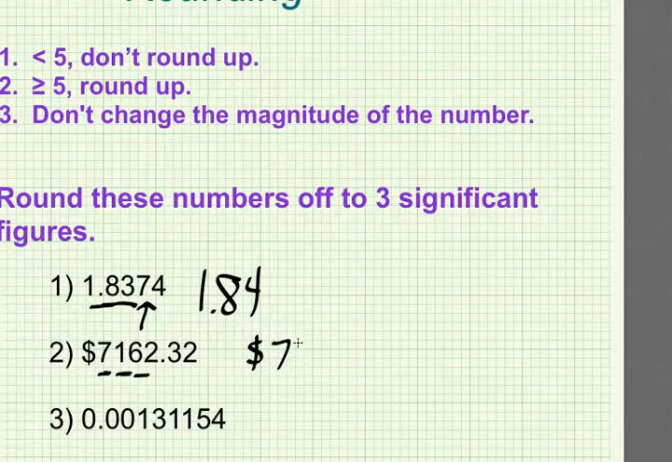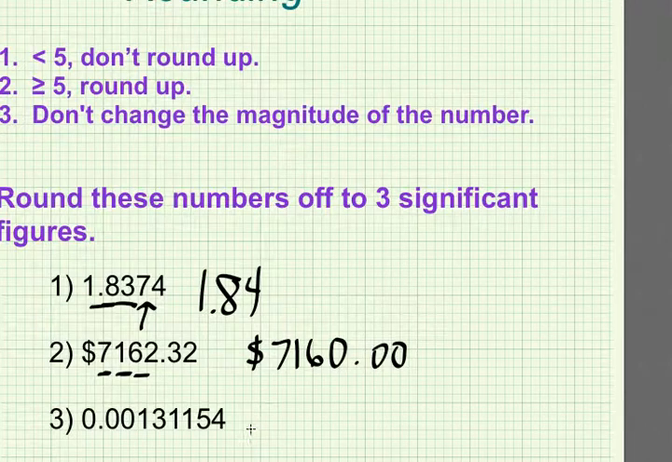But what we'll do is, where I had 7,162, instead of putting this 2 there, I'm going to put a 0. Since that 0 is to the right of a non-zero, that's no longer going to be significant. This number has 3 significant figures in it. And if we want to be complete, we can put in our 00 for our cents.